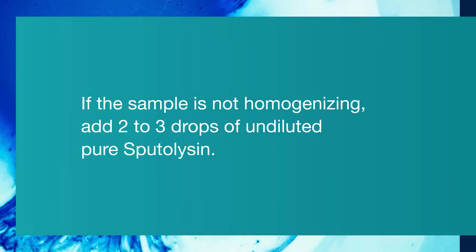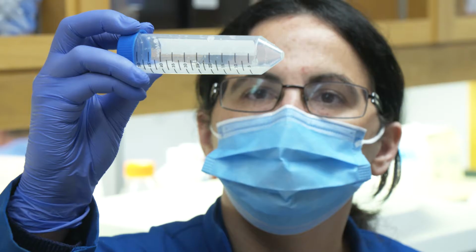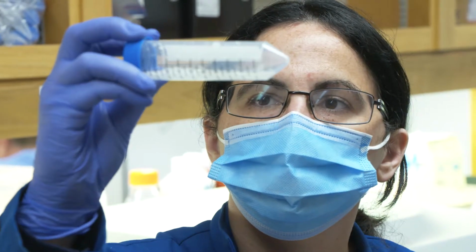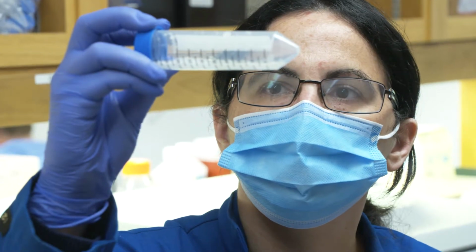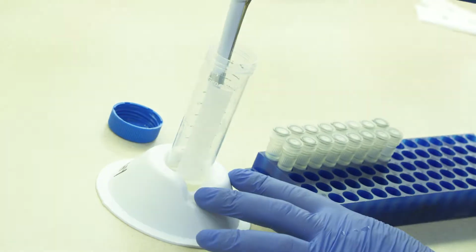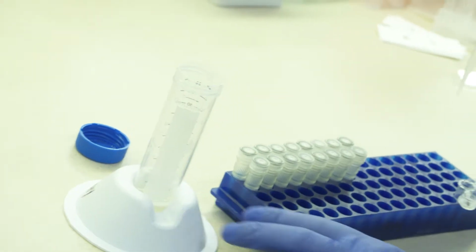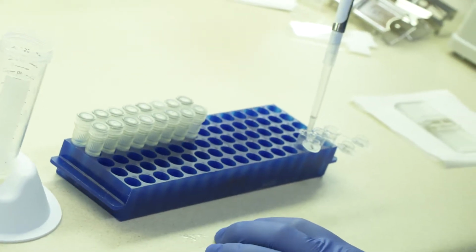If the sample is not homogenizing, add 2 to 3 drops of undiluted pure sputolysin. The sputum sample must look like slightly dirty water and contain no mucus chunks. Aliquot 0.5 ml of the sample into tube 1.